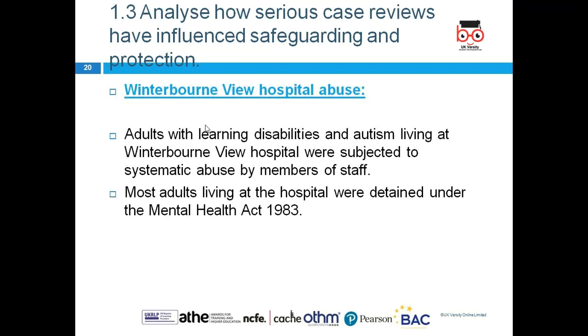And then coming on to the Winterbourne View hospital abuse case. Now, in this, like you said, you're familiar with this, but this is just to recap. So there were adults that had learning disabilities and autism living at Winterbourne. It's quite upsetting, but they were subjected to abuse by members of staff. And it wasn't even unwitting abuse where you unwittingly neglect someone or forget to give them something. It's deliberate abuse that was happening.